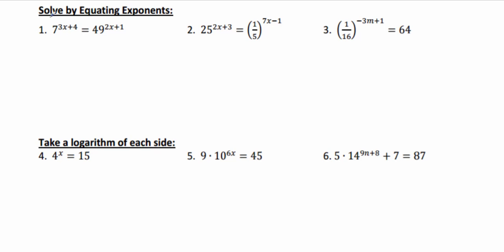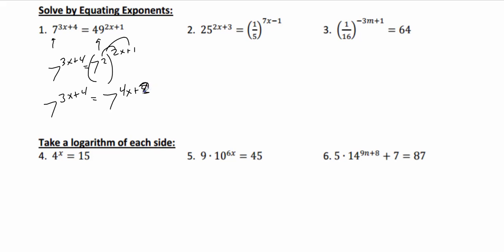So here we go. First one, I need to make sure these bases are the same. Well, one's a 7, one's a 49. Can I turn this 49 into a base with a 7? Well, yeah, I can, because it's 7 squared, right? That's what 49 is. So it's 7 squared raised to the 2x plus 1 power is equal to 7 to the 3x plus 4 power on the left-hand side. Well, if you recall from exponents back in Unit 6, I'm raising a power to a power, so I have to multiply those together. So it's really 7 to the 4x plus 2. 2 times 1 is 2. Sorry, the left side is 7 to the 4x plus 2, and the right side is 7 to the 3x plus 4.